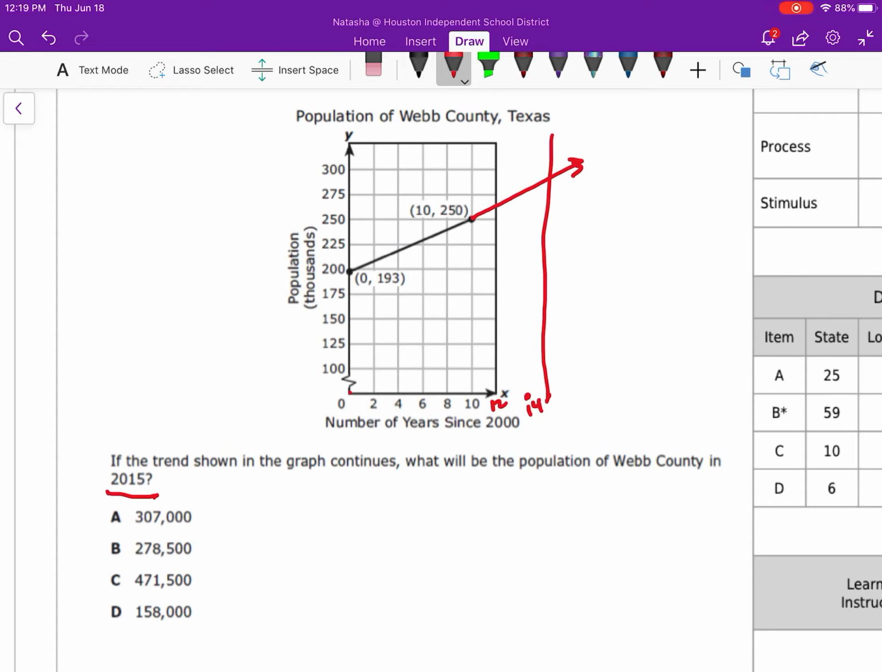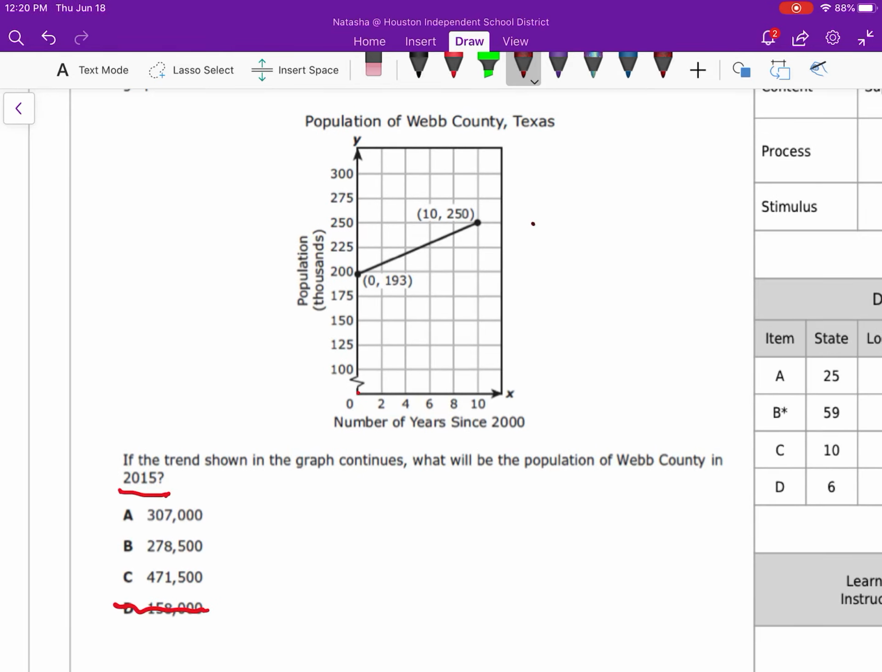We're just talking about trend and making a prediction. So if I look at this, my population is going to be between 275 and 300. So D is going to be too low. B looks really good. Let's go ahead and write our equation so that we can get it more exact, because we're close. I don't need my graphing calculator to solve this one.